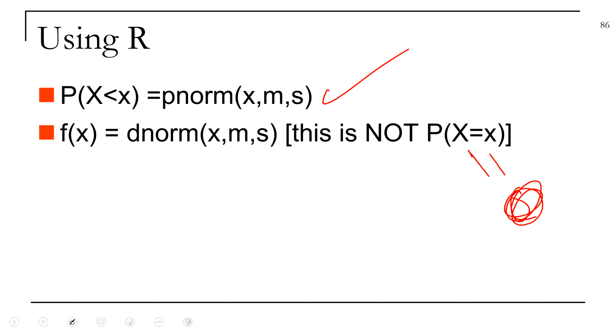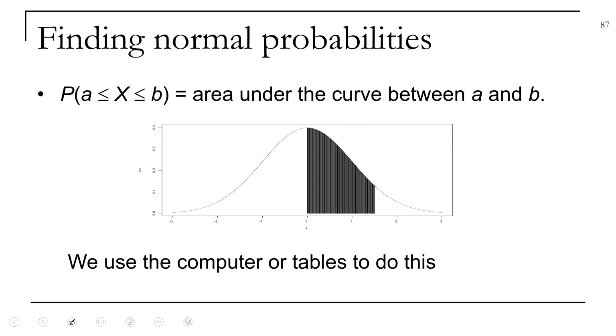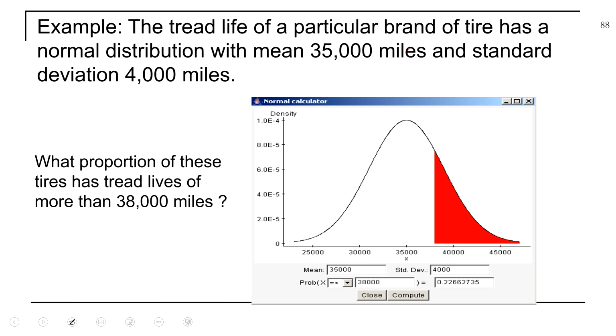That's the cumulative probability. It's the probability I'm less than or equal to some value. So if we want to find normal probabilities, we want to find probabilities between A and B. We use the computer, or we can actually use tables for that too, as we'll show in a minute.